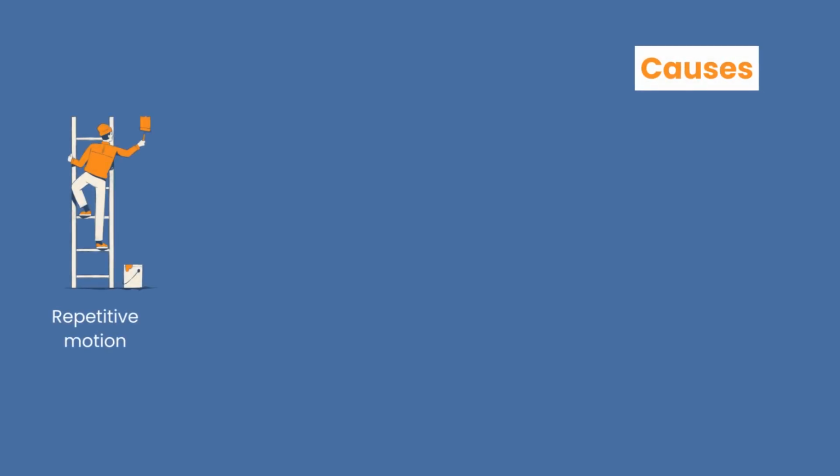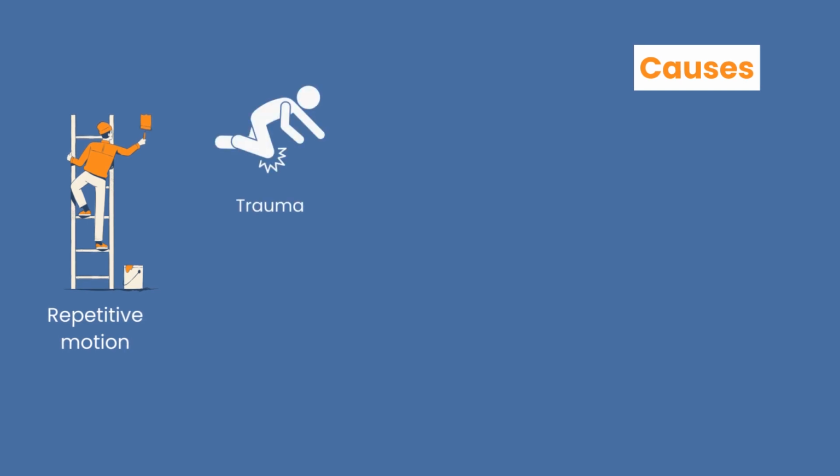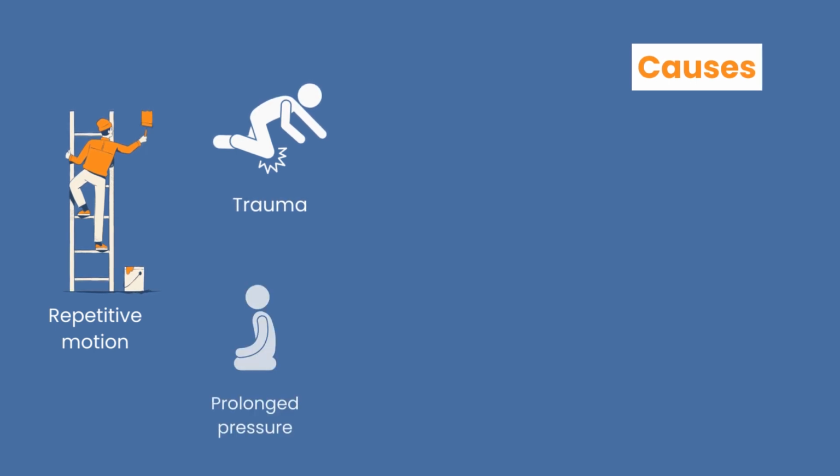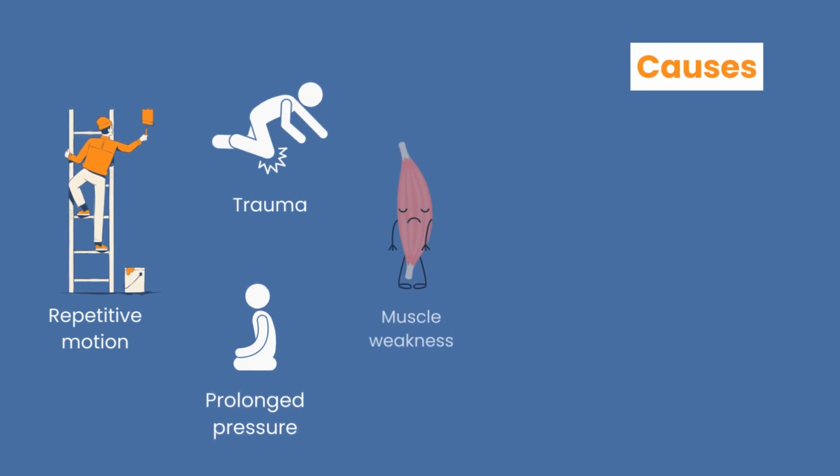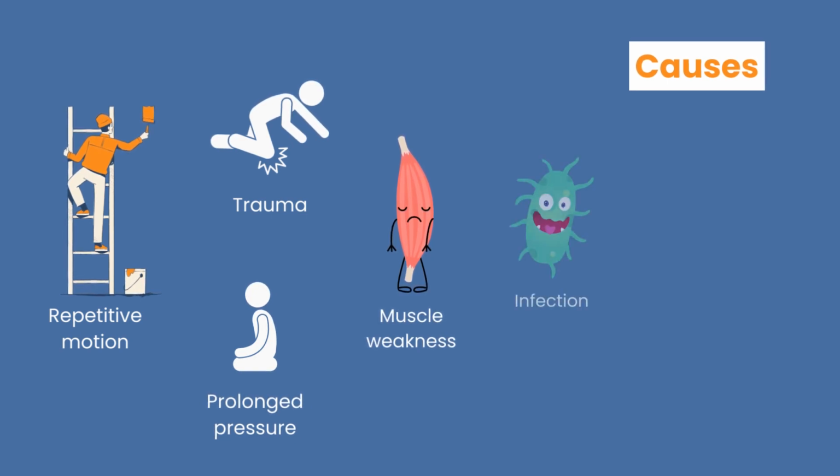The most common cause of bursitis is repetitive motion, such as frequently lifting objects or painting walls. Trauma, like falling on your knees or banging your elbow on a hard surface, could also cause bursitis. Another cause is prolonged pressure on the joints, such as kneeling for a long period of time. Muscle weakness could cause abnormal movement patterns, which contribute to bursitis.